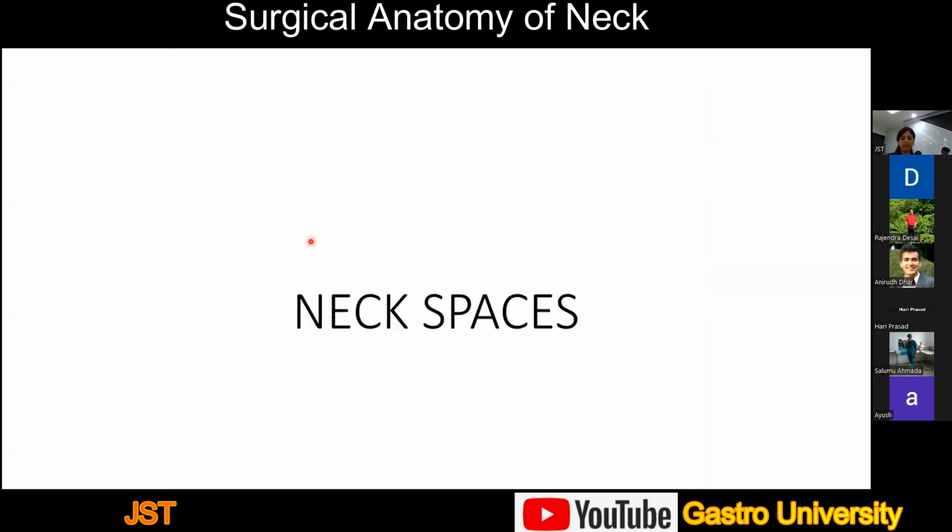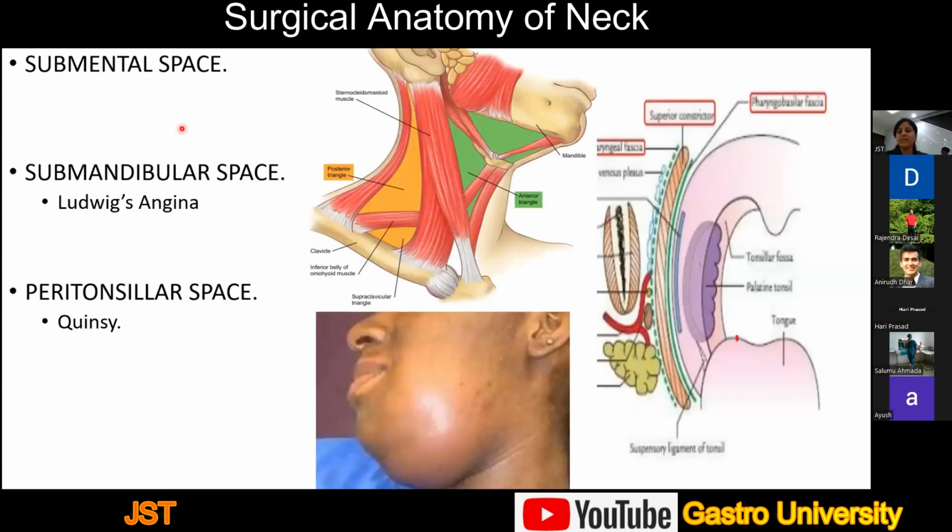Now let's look at the spaces. When we had already defined the triangles, what was the need to see a space? A triangle, by virtue of it being a triangle, is a two-dimensional anatomy, and the space is the three-dimensional space and the contents inside that 2D triangle. So now that we already know what the triangles are, it's easier for us to understand the spaces.